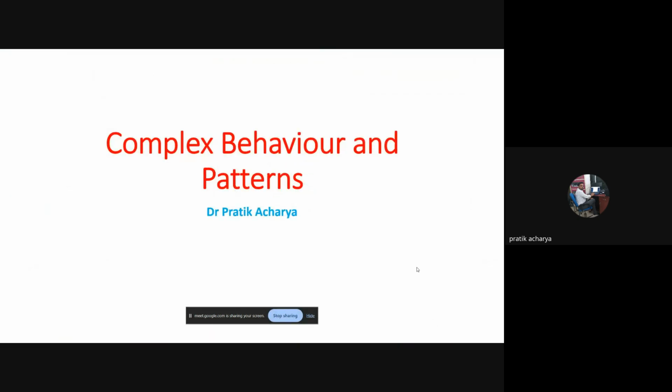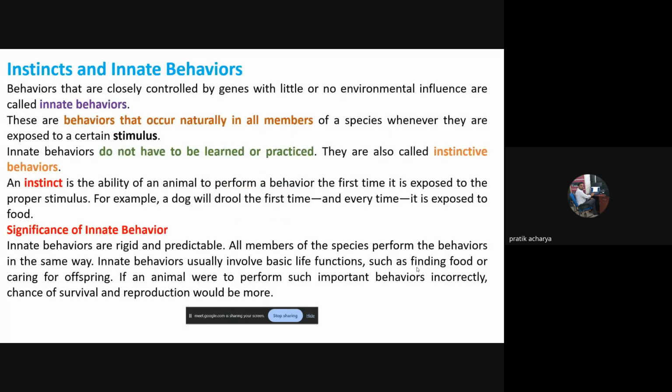The complex behavior and patterns. So in this part, we'll first discuss about the instinct and innate behavior. What is the meaning of innate? Innate means passing from generation to generation, one generation.